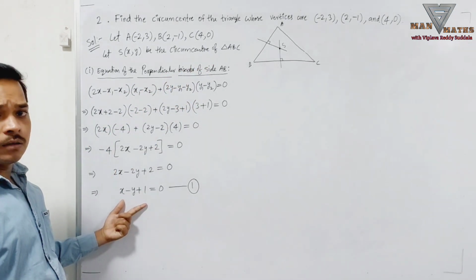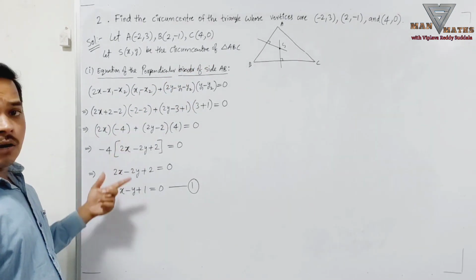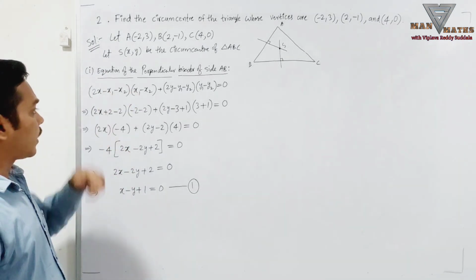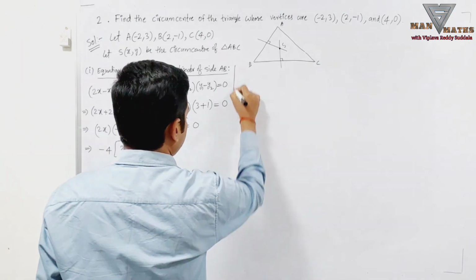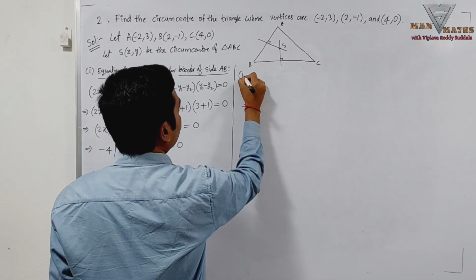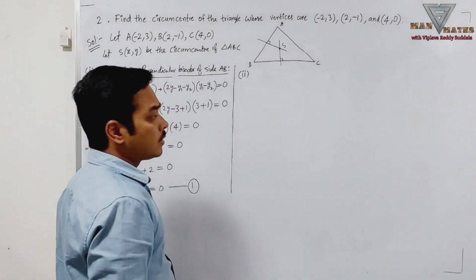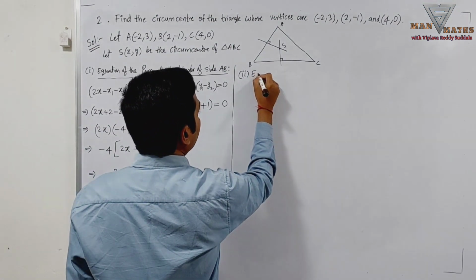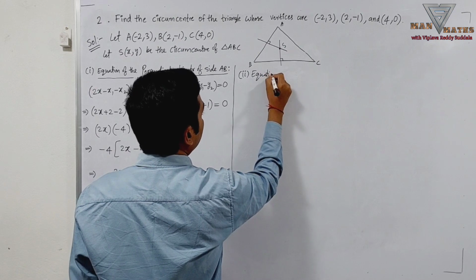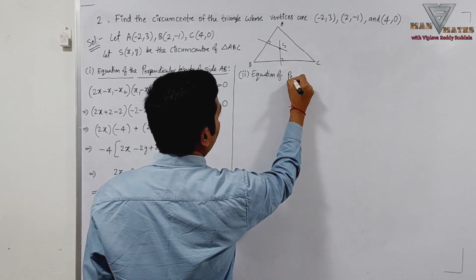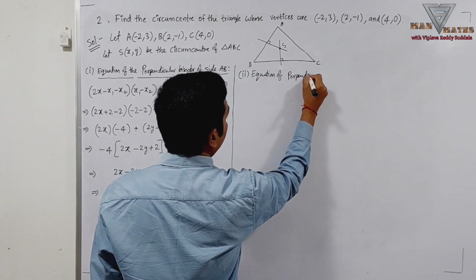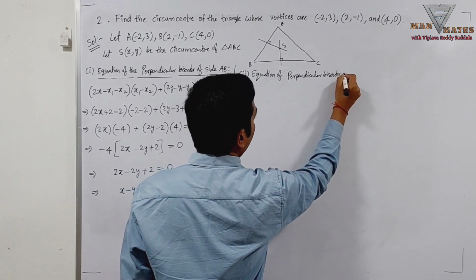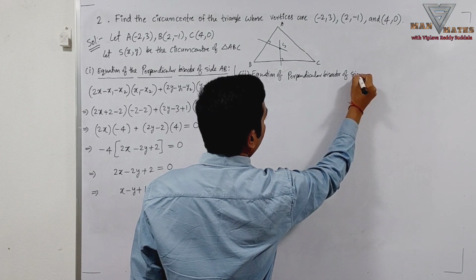How do we get this equation? By using the perpendicular bisector formula. Okay. Next, second one. Now find the second equation, the second perpendicular bisector, of side BC. Equation of perpendicular bisector of side BC.